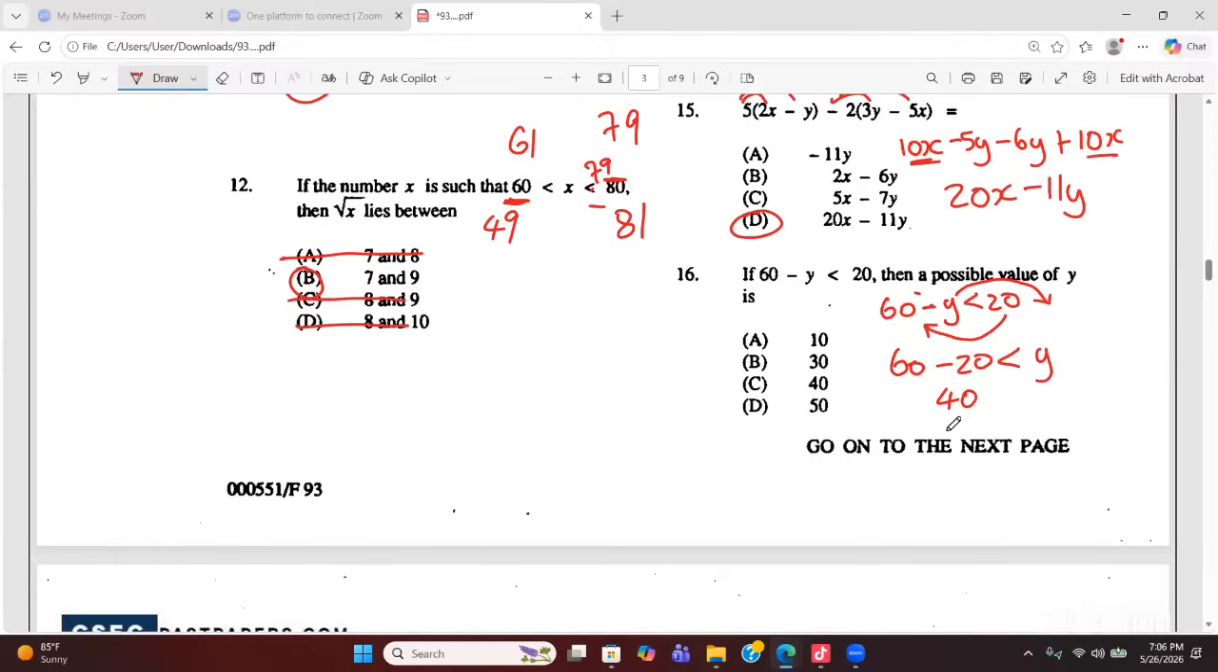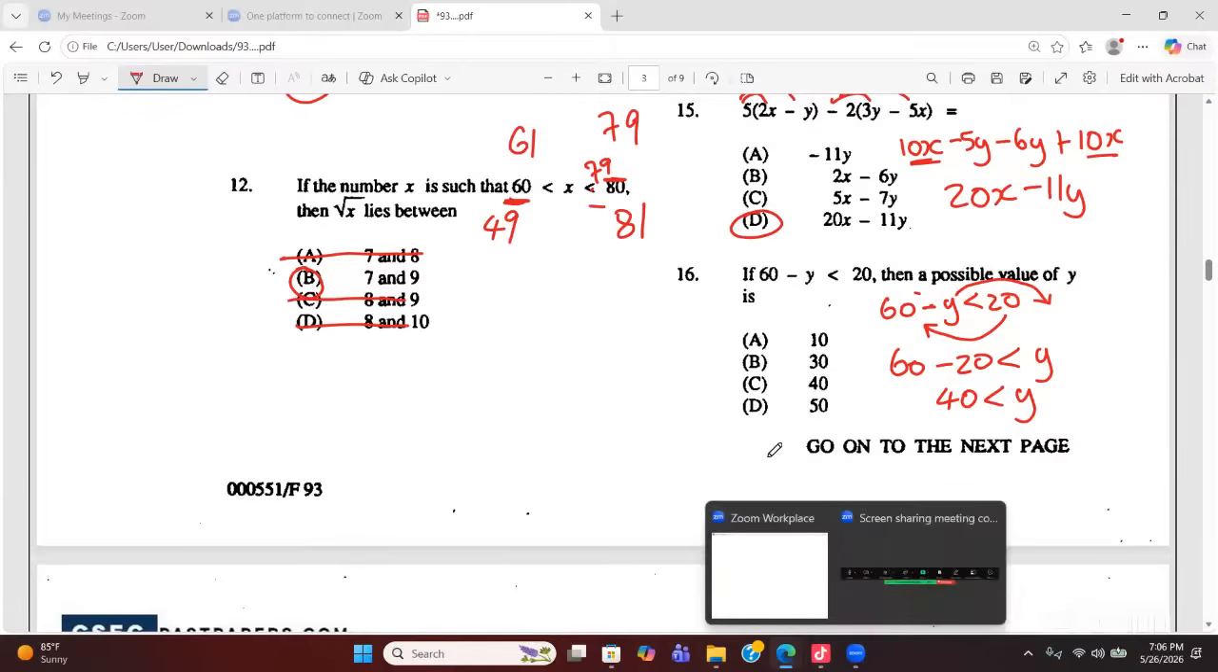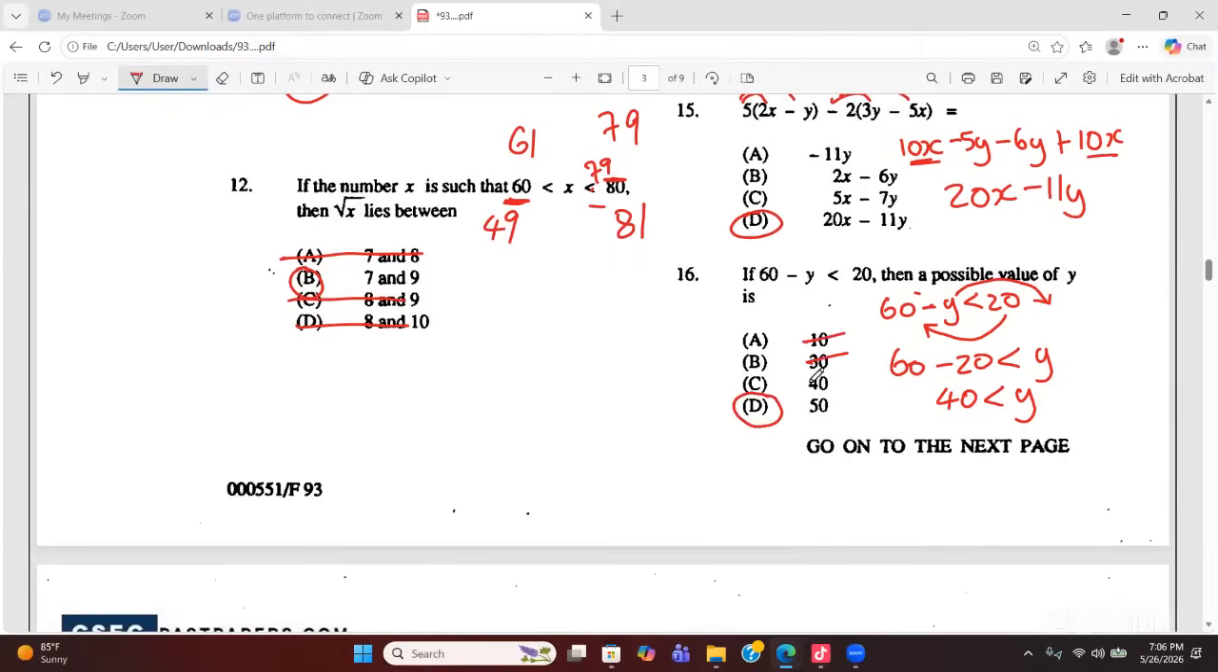Here is the deal. This question is wonderful. A lot of people will pick C. C is not correct. If you pick C, you're wrong because the question says which one of these would be a possible value. This is an inequality, and this is saying that y must be greater than 40. Y cannot be 40. Let me repeat: y must be greater than 40. The only number here greater than 40 is 50. So it cannot be this, it cannot be this, and it cannot be that because we have to be greater than. That's why I'm saying these questions are really cool.